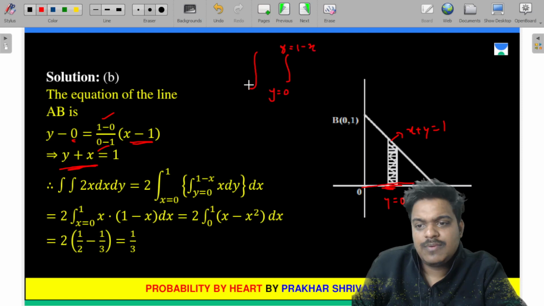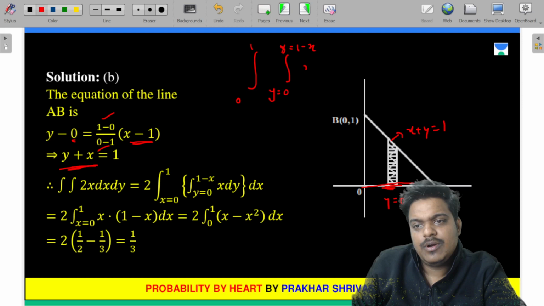And x is varying between 0 to 1. You just have to integrate x dx. What's the big deal in that? Similarly, you can interchange the limit as well, but it goes like this only. 2x, this is not xy, 2x dx. Okay, so 2 is taken outside.